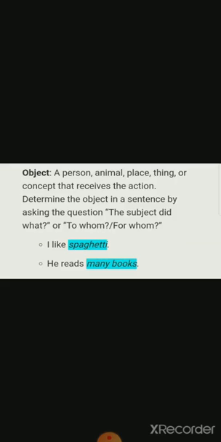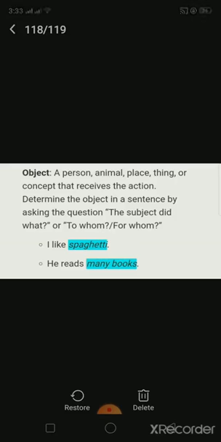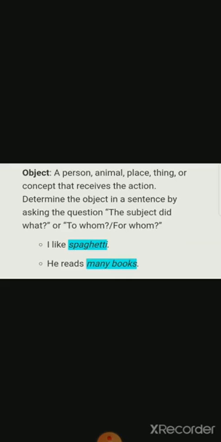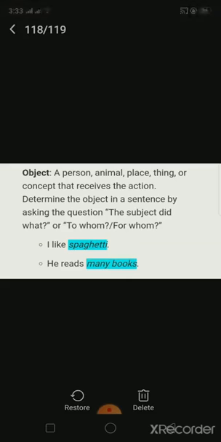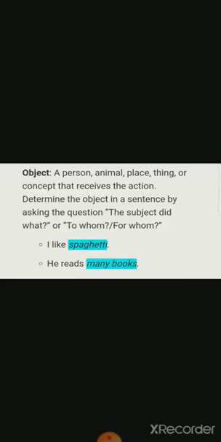Object. A person, animal, place, or anything or any concept which receives the action is the object. The subject is the doer and the object is the thing on which the action is done. I like spaghetti. In this sentence, spaghetti is the object. He reads many books. Many books is the object.